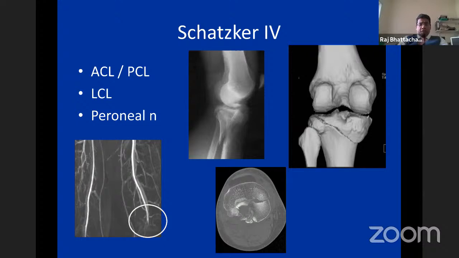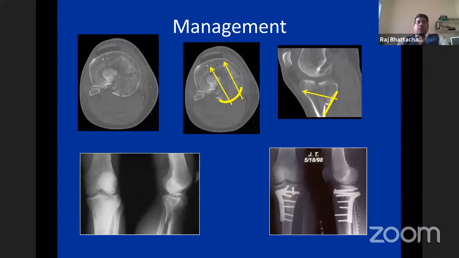I have all my Schatzker 4s, 5s, and 6s get a CT angiogram, not just because of investigation for the actual injury at the time, but also I would like to know if I'm getting any intimal damage, because if I do operations on these patients, they take quite a long time, and you don't want a long period of tourniquet time if you've got intimal damage. The key for me is this: you've got to be able to get right to the back of the knee to be able to buttress this fragment and put your plates there.